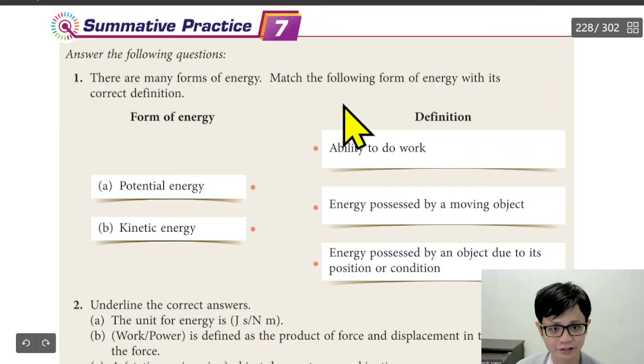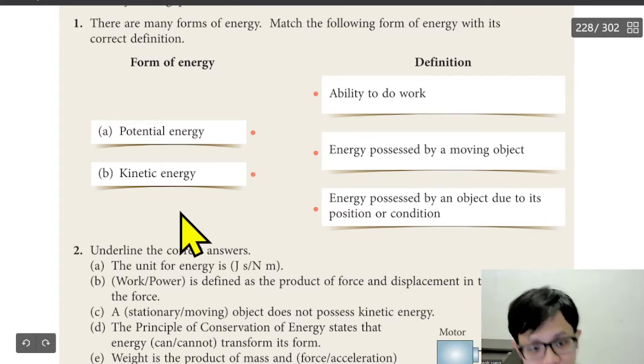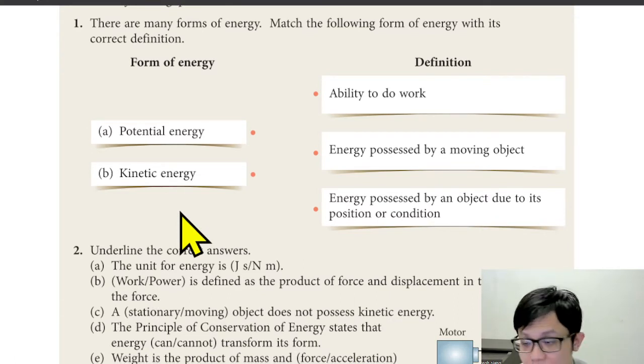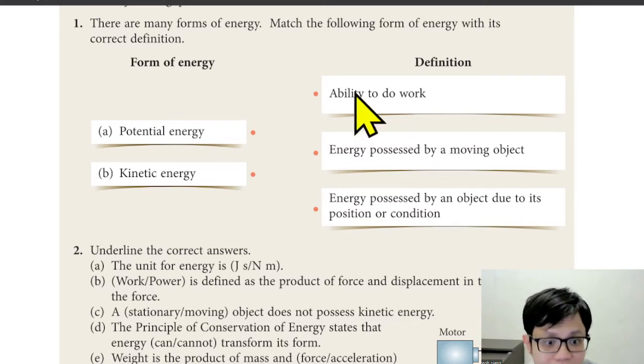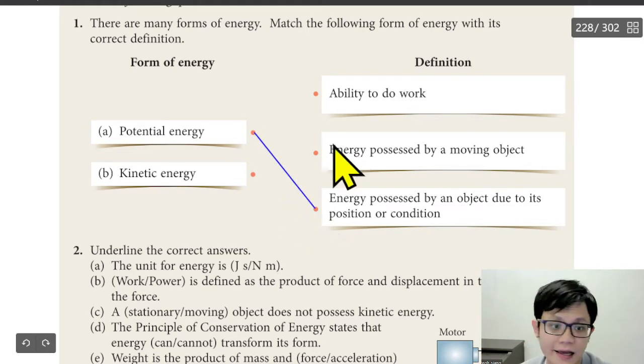There are many forms of energy. Match the following form of energy to the correct definition. What is potential energy? Potential energy is the energy possessed by an object due to its position or condition. And what is kinetic energy? Energy possessed by a moving object.